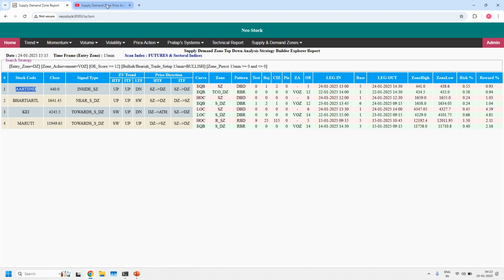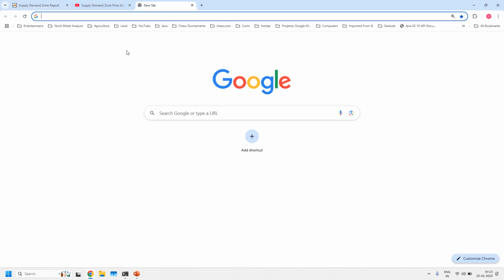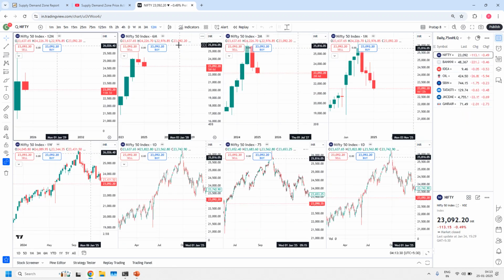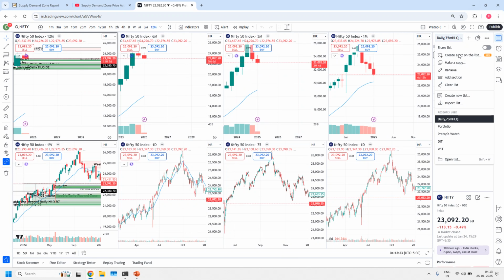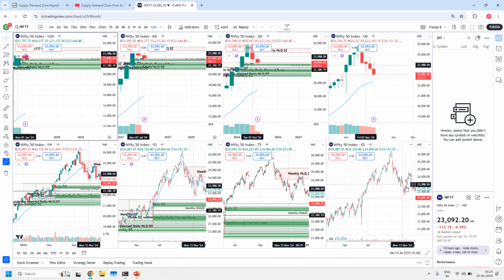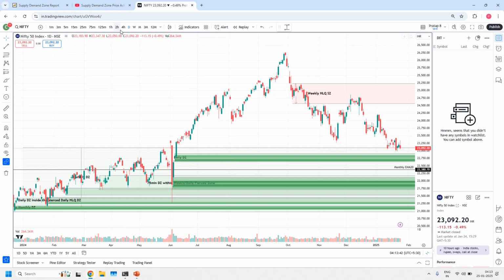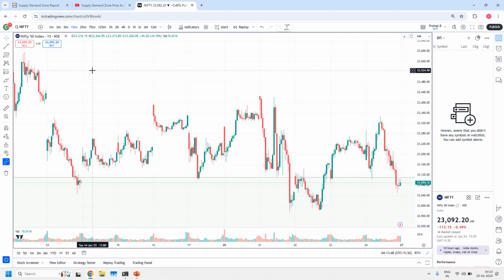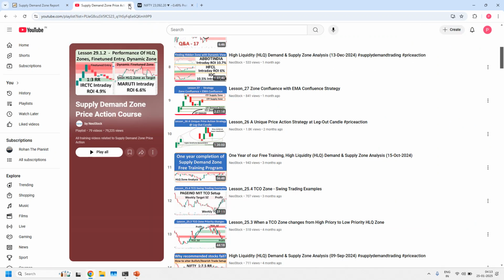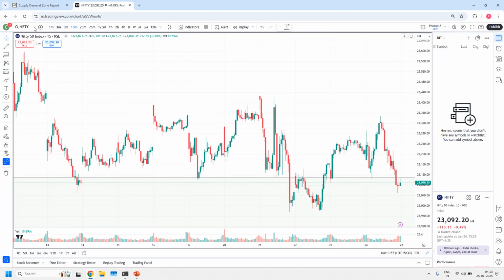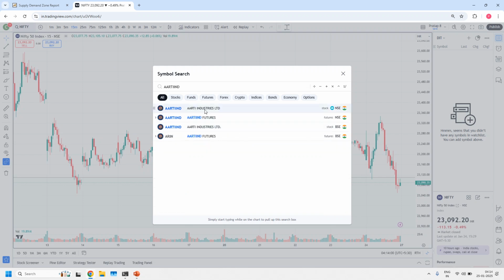Just go to your TradingView. We have to use the 15 minutes time frame, because all these zones are 15 minute zones. Let me delete this. So the first one is RT Industries. Here just type RT Industries.